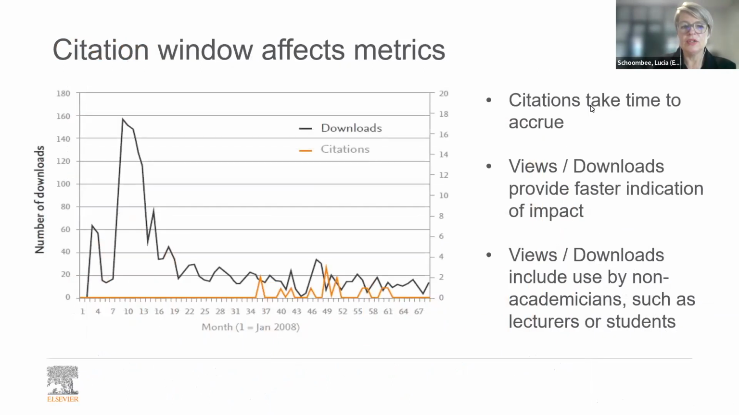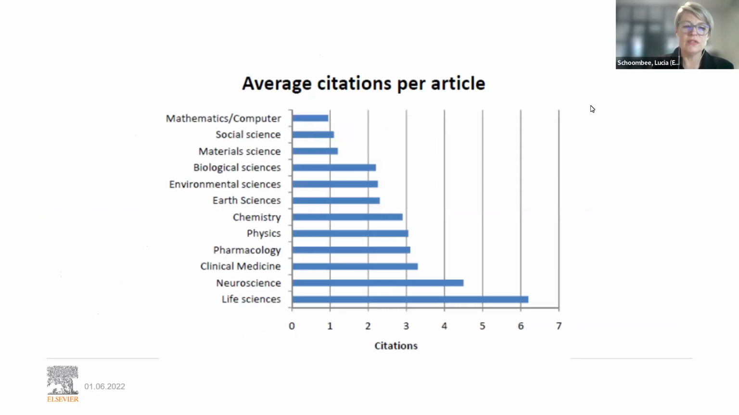And then the citation window, of course, because it takes time for publications to be cited. So you have to take that into account when you work with any metrics that are related to citations. This data is maybe a bit old, but it's just an example to show how the citation rates are not the same across all these subject areas.